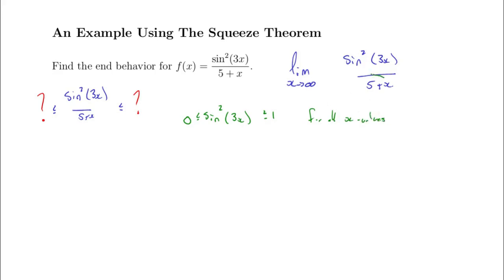What we need to do now is to get this denominator on here. Now notice we want our denominator to be positive, so when we divide we don't switch the direction of the inequalities. x is going to infinity, so that means that 5 plus x is positive. So what we're going to do is divide by 5 plus x.